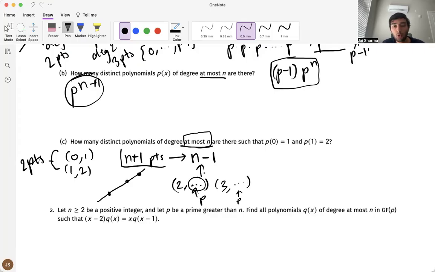Right? So we have n minus 1 points that we could possibly specify, and there's p options for each of them. And the answer is just p to the power of n minus 1.